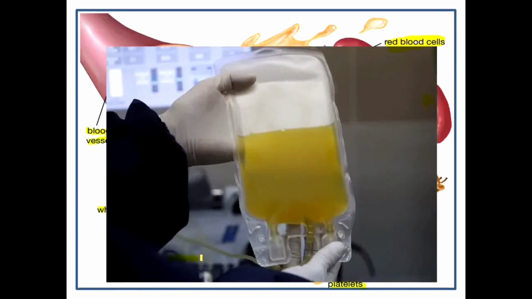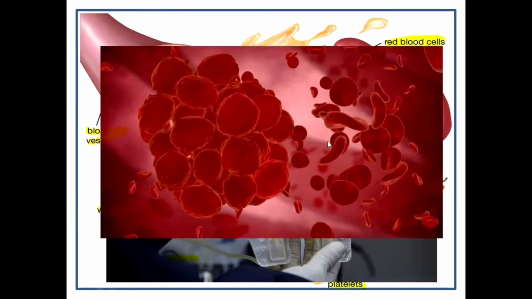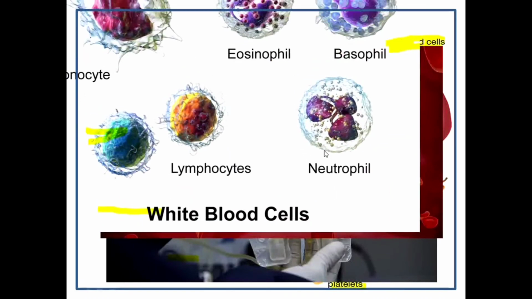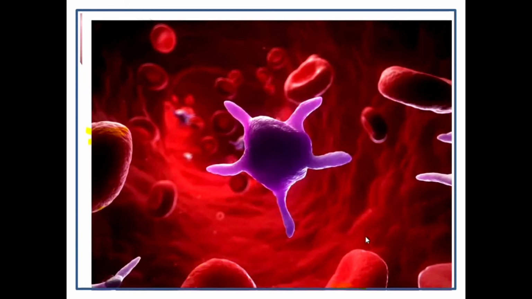See, this is the plasma. It is slightly yellowish in color. Then these are the red blood cells. You can see here, these are biconcave in shape. Then these are the different types of white blood cells, that is monocyte, eosinophil, basophil, lymphocytes, neutrophils. We will talk about it in detail in later videos. And here is a beautiful image of a platelet.